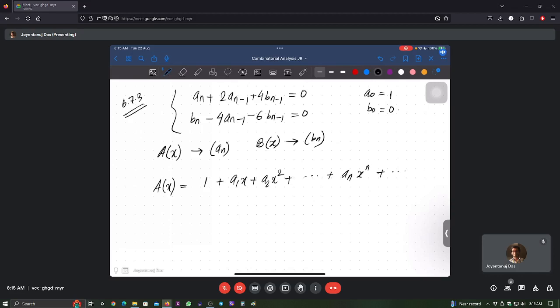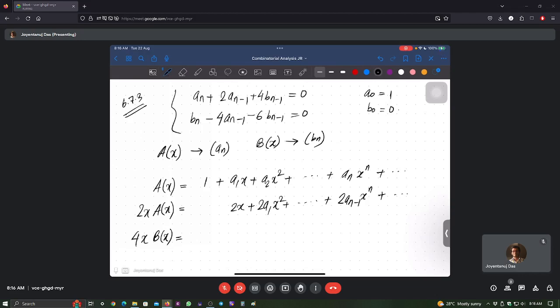Then if you multiply by 2x, I'll write below the corresponding term so that it will be easy to see, and so on. And then we directly multiply B(x) by 4 and shift it one place.